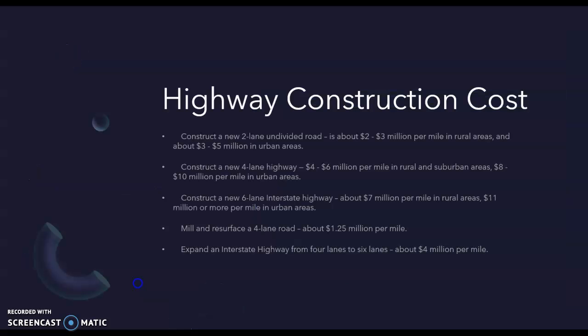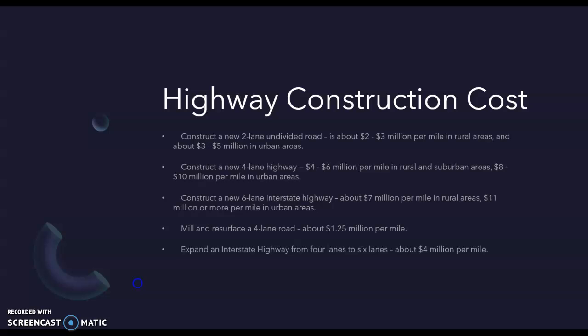To construct a 2-new-lane undivided road is about $2 to $3 million per mile in rural areas and about $3 to $5 million in urban areas. To construct a 4-new-lane highway is about $4 to $6 million per mile in rural and suburban areas and $8 to $10 million per mile in urban areas.